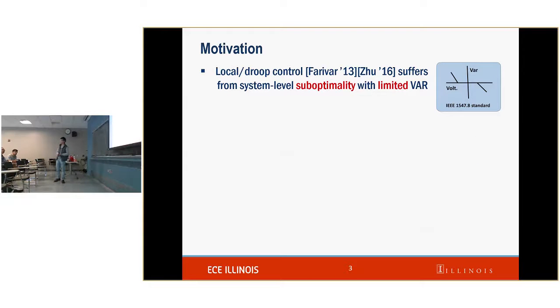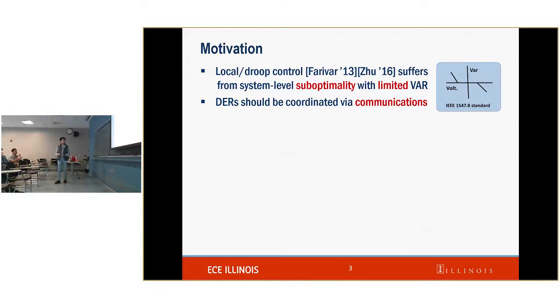There have been several related works in this area. One basic idea is called local or droop control. They decide the VAR injection following a linear or piecewise linear function of the voltage mismatch, as shown here. However, several works have shown that this local control scheme suffers from system-level suboptimality, especially with limited VAR resources, which is almost always the case in practice. This also makes sense because these are just myopic local decisions. Therefore, it should be better to coordinate these DERs via communications.